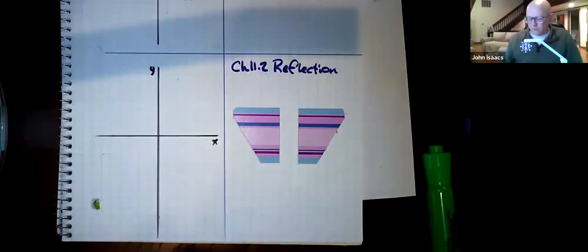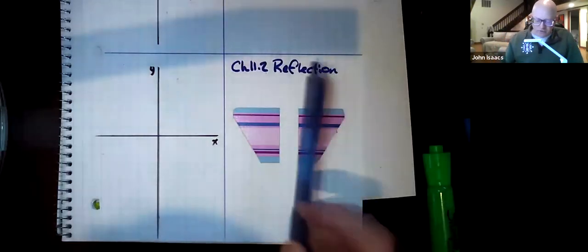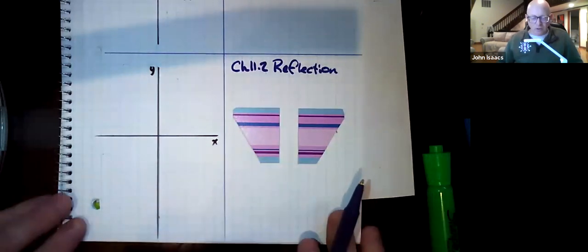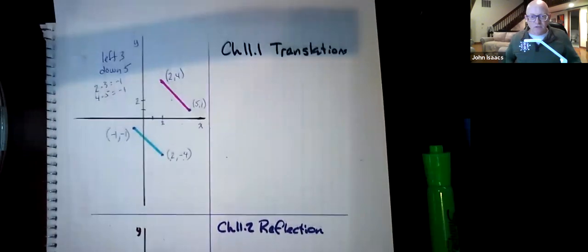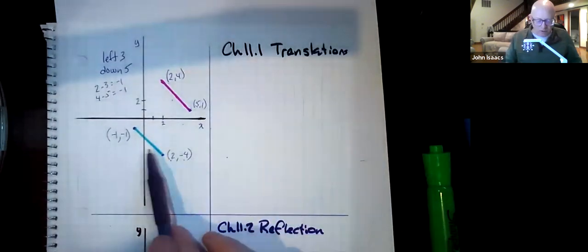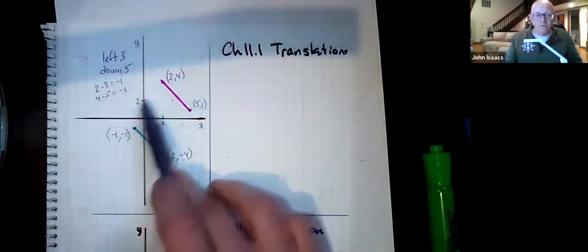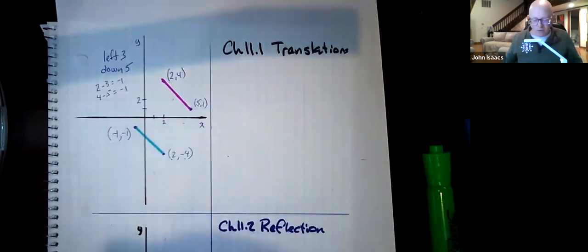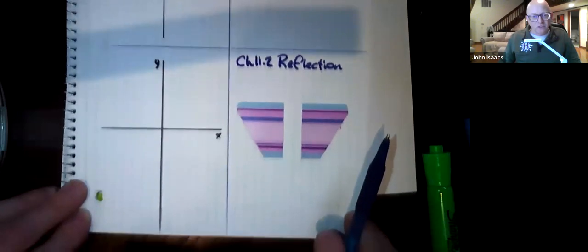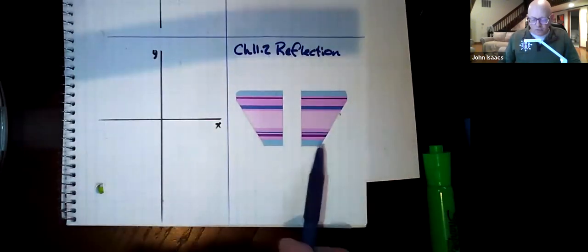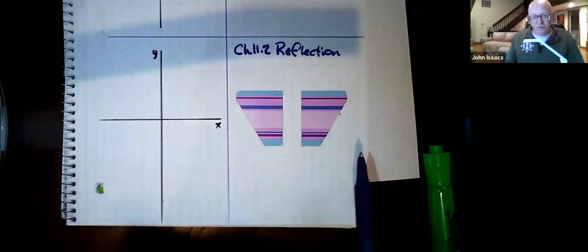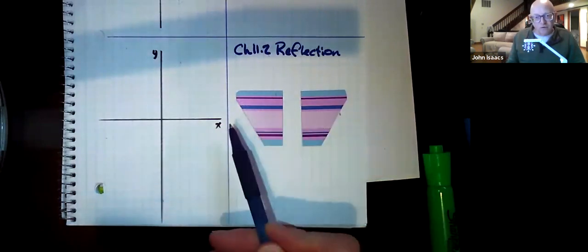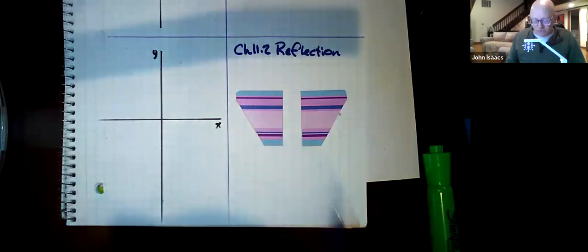This video is a quick explanation of reflection, which is the word for chapter 11.2. We just, in the last video, discussed translation, which is when an item gets moved around from one place to another, but doesn't get changed in any way. Reflection is a little different than that. Here we have two items that reflect each other perfectly. This item, if you were to flip it over, would land exactly on this item, for example.